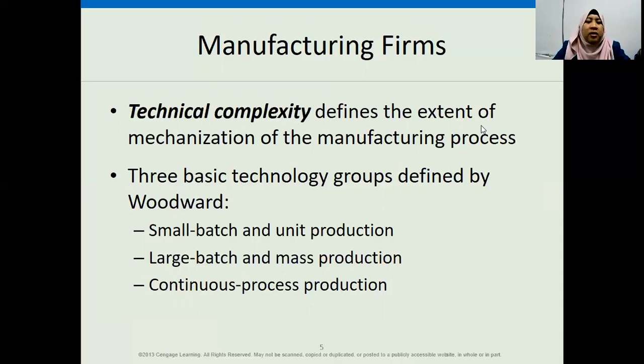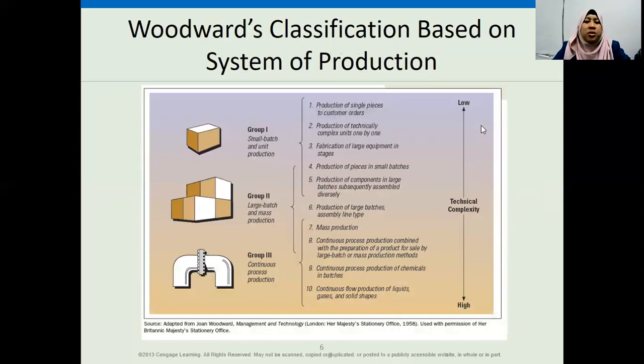Okay, so they have three basic technologies defined by Woodward. Woodward is actually the scholar, the author. We have small batch and unit production, large batch and mass production, and continuous process production. This is maybe popular in questions asking about the several types of production, different groups and types. So this is the first one, Woodward's classification based on the system of production.